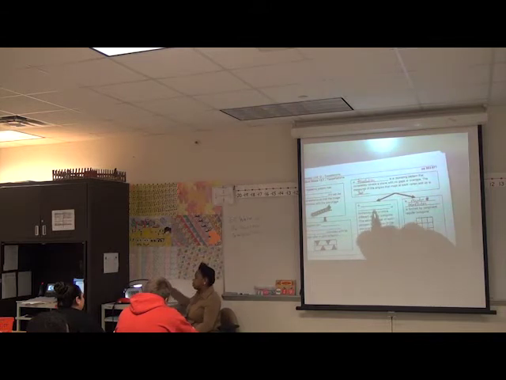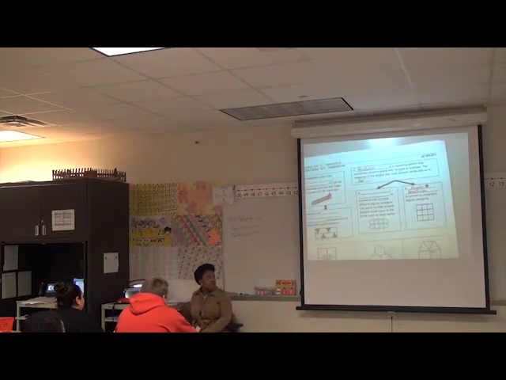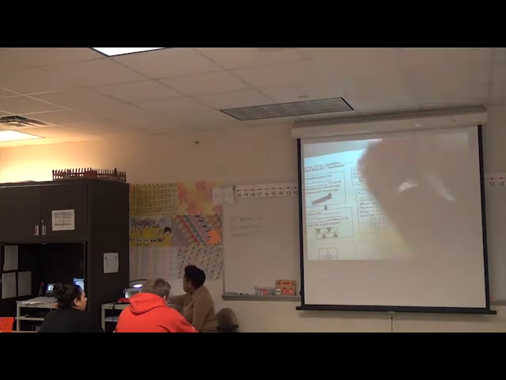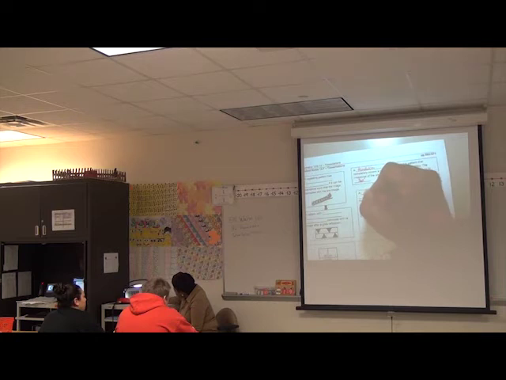Another type of tessellation, if you look at this picture, you have two different types of polygons here. We have octagons and squares. So they're all mixed up together. So this has more than one regular polygon. This is called a semi-regular tessellation.